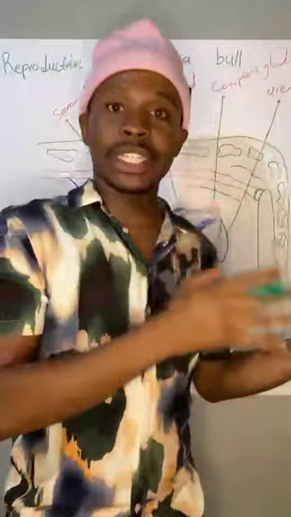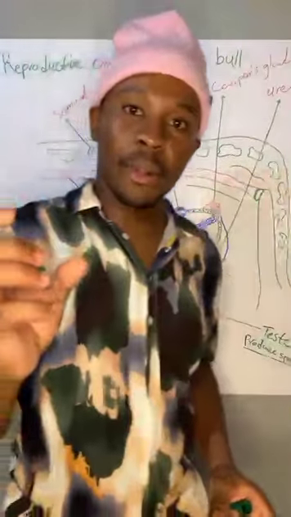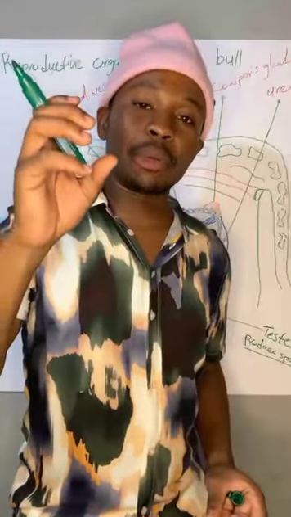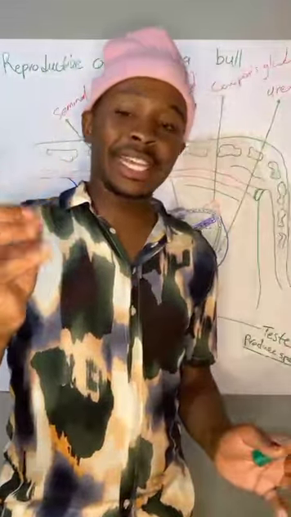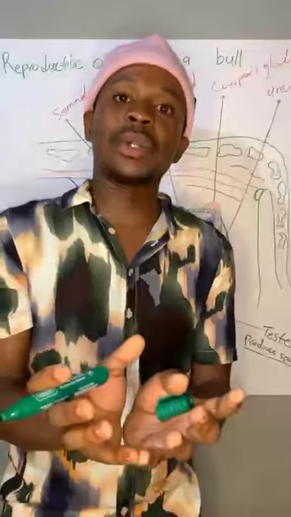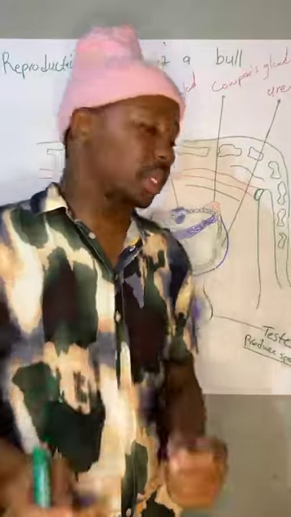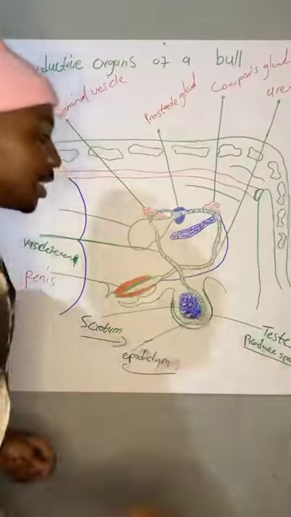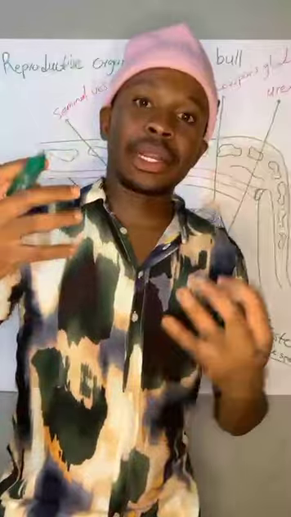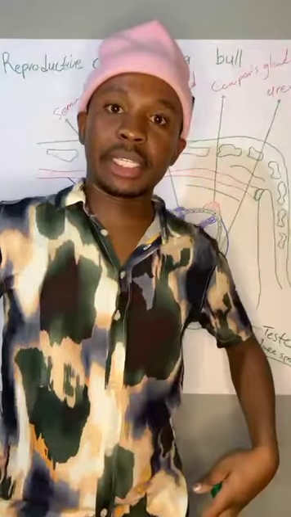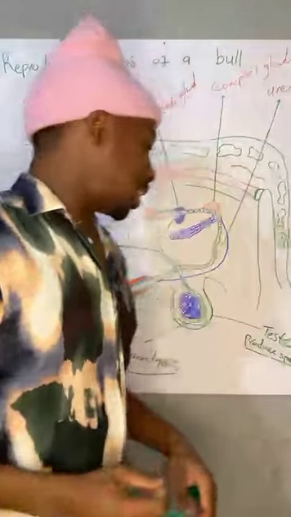In singular we say the testis, in plural we say the testicles. So the scrotum helps by protecting the testicles against any harm. Again, it helps to keep the testes outside the body. Another function, it regulates the temperature. Remember, our body has its own temperature, so this one will regulate the temperature in the body and the testes.